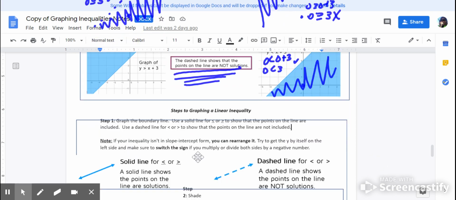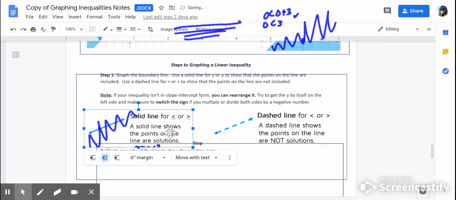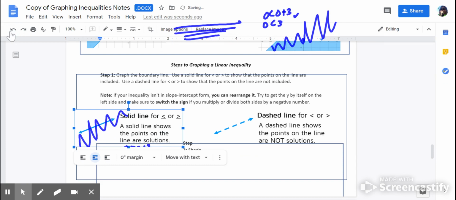Now, when graphing inequalities, the first step is to always graph that boundary line. So start at your y-intercept, put a point, and then go from your slope, whether it's up or down, positive or negative. And if you have a greater than or equal to, or less than or equal to, then you know that it'll be a solid line, whereas if you have a greater than or less than, then it's just going to be the dashed line.